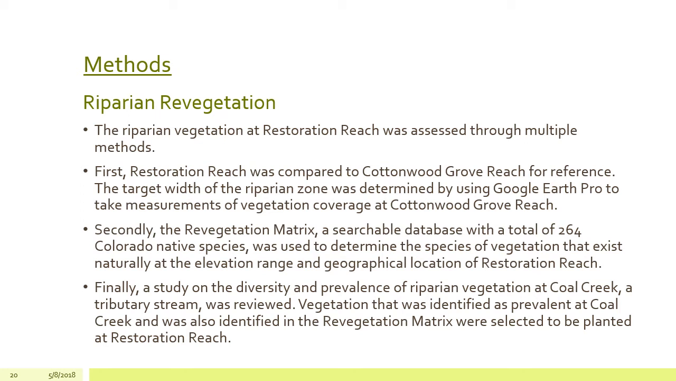Secondly, the revegetation matrix, a searchable database with a total of 264 Colorado native species, was used to determine the species of vegetation that exist naturally at the elevation range and geographical location of Restoration Reach. And then finally, a study on the diversity and prevalence of riparian vegetation at Coal Creek, which is a tributary stream, was reviewed. Vegetation that was identified as prevalent at Coal Creek and was also identified in the revegetation matrix were selected to be planted at Restoration Reach.